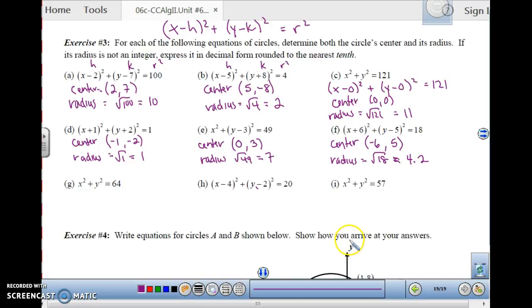Okay, so do we get the idea? Hope so. All right, so we'll review tomorrow on this. Why don't you do G, H, and I and see if you can figure out what the center and the radius are going to be for each one of these.